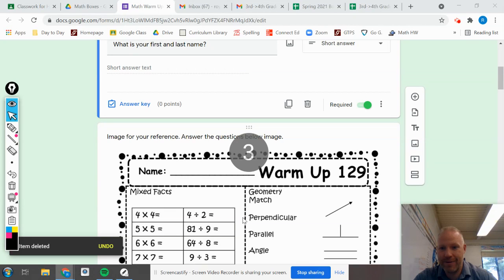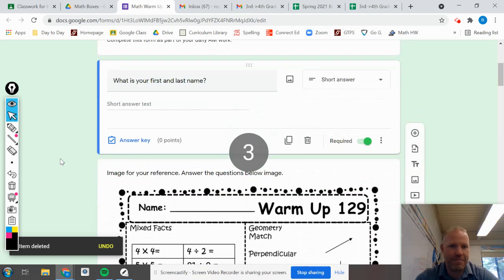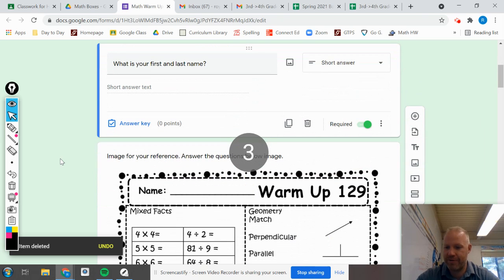And here we go again with our number 3 in the middle of our screen. So let's hope that that goes away. If not, I'll just teach with the number 3 in the middle of my screen.